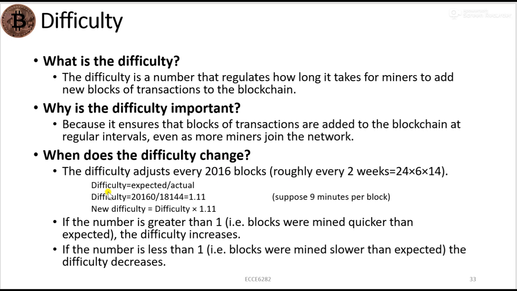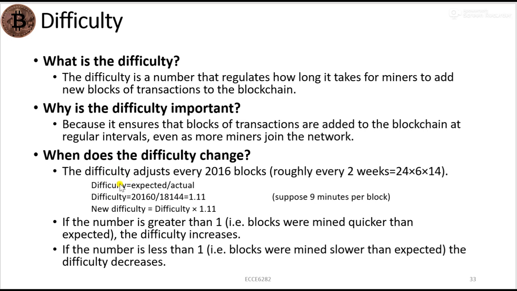How is difficulty calculated? Difficulty is calculated as expected divided by actual. The expected is that these 2016 blocks should be calculated at one block in 10 minutes, so 2016 multiplied by 10 is 20160 minutes. And what is the actual? Let's suppose we are creating one block in 9 minutes. Then 2016 blocks are created in 18,144 minutes. Although our expected should be 20160, we calculate it in less time because we are creating on average one block in 9 minutes instead of 10 minutes. So the ratio here is calculated as 1.11.